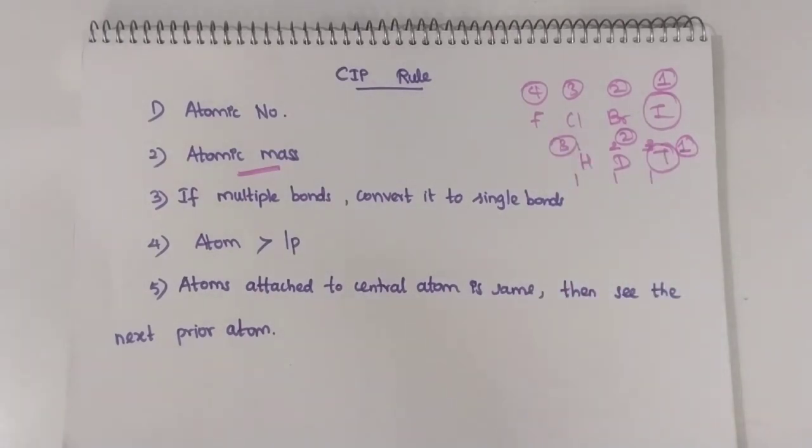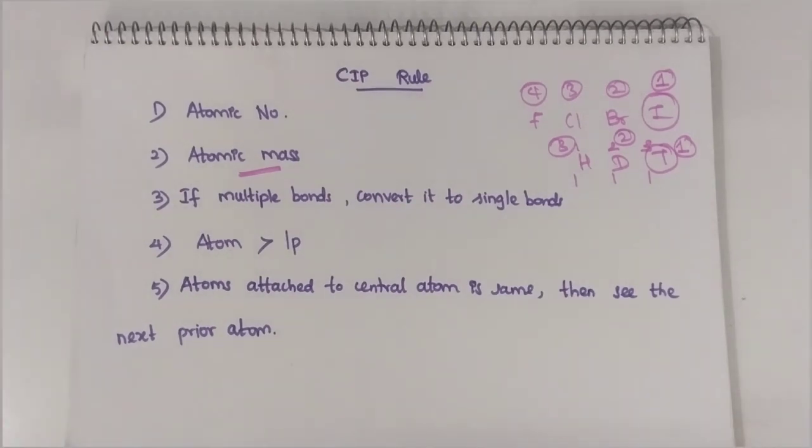Very simple. First you have to look at the atomic number. The group having the highest atomic number should be given the first priority. Then the second rule: if all the groups have the same atomic number, then look at the atomic mass. The group having higher atomic mass should be given the first priority. This is the second rule.